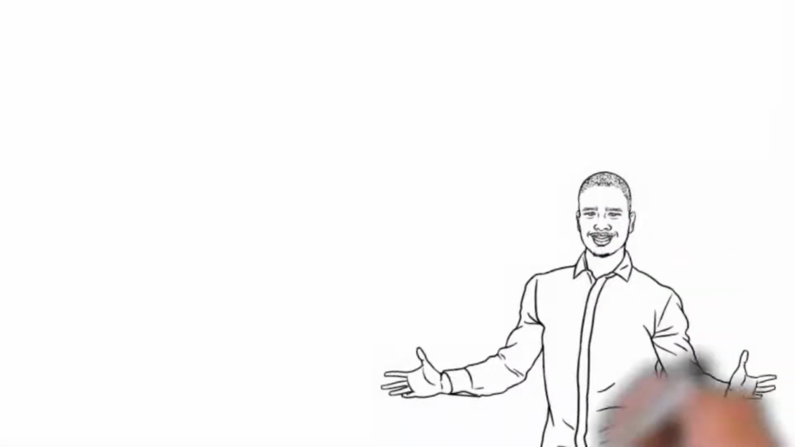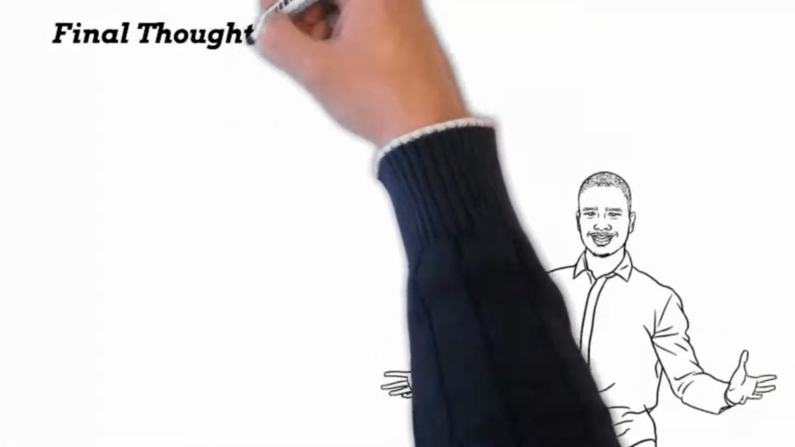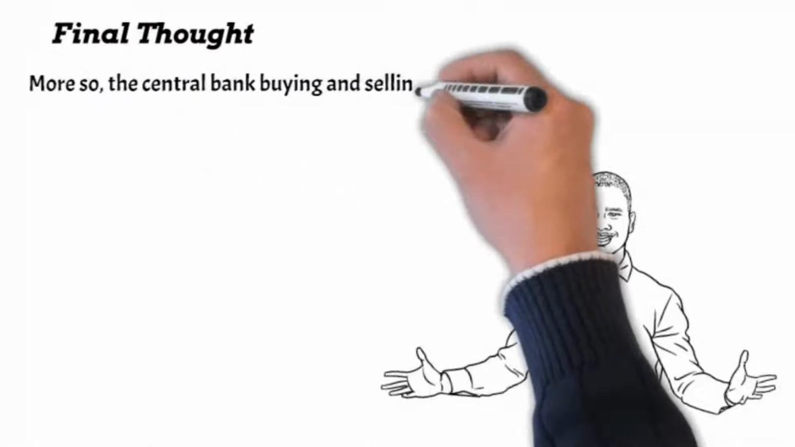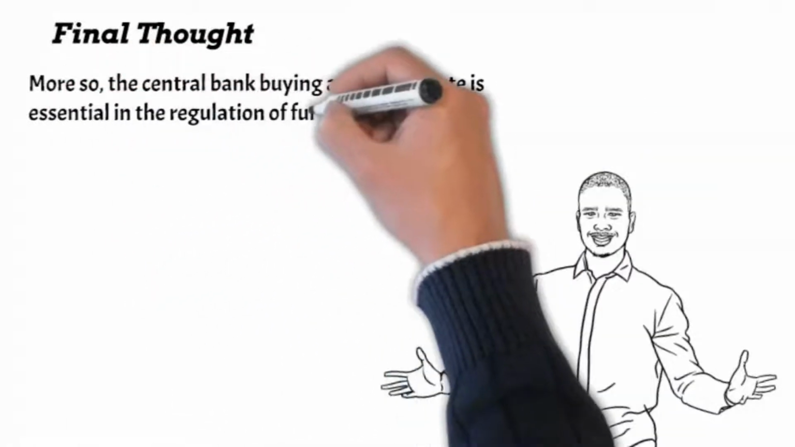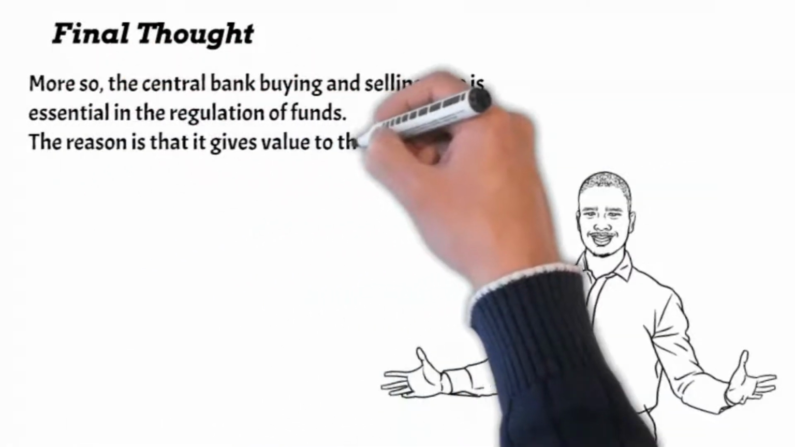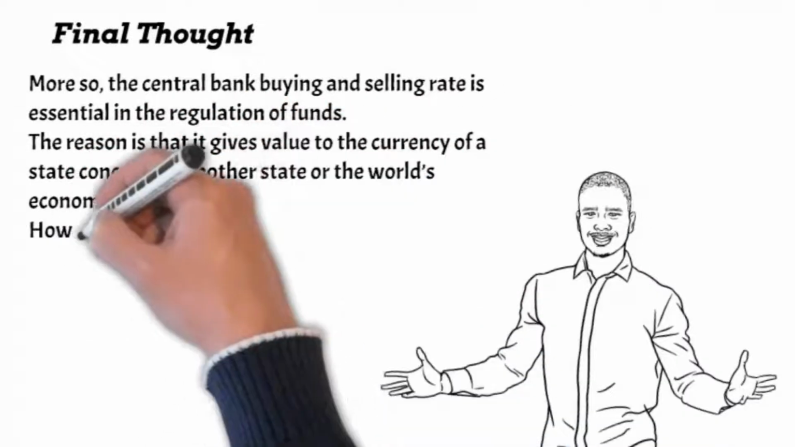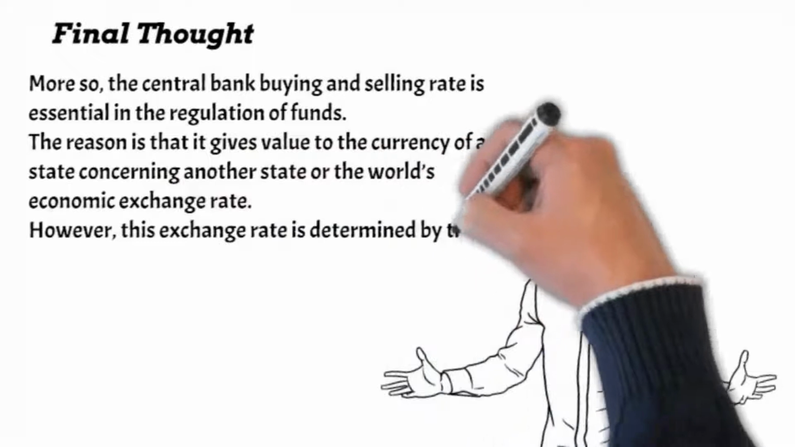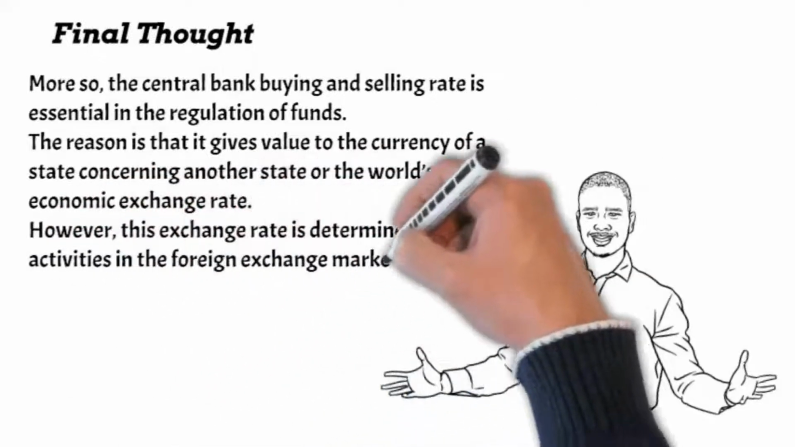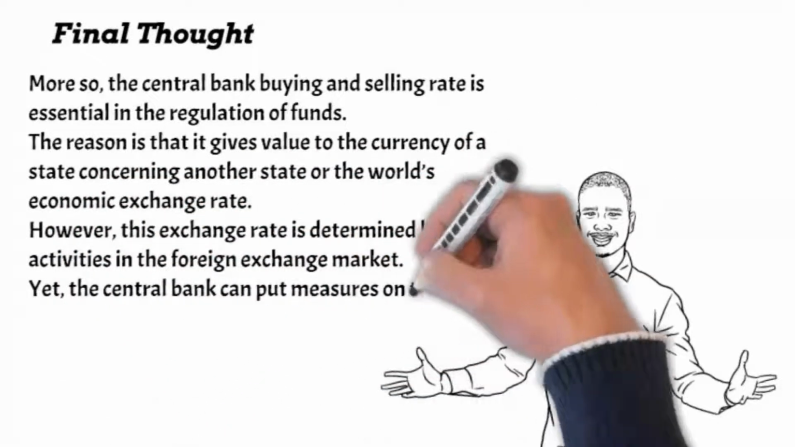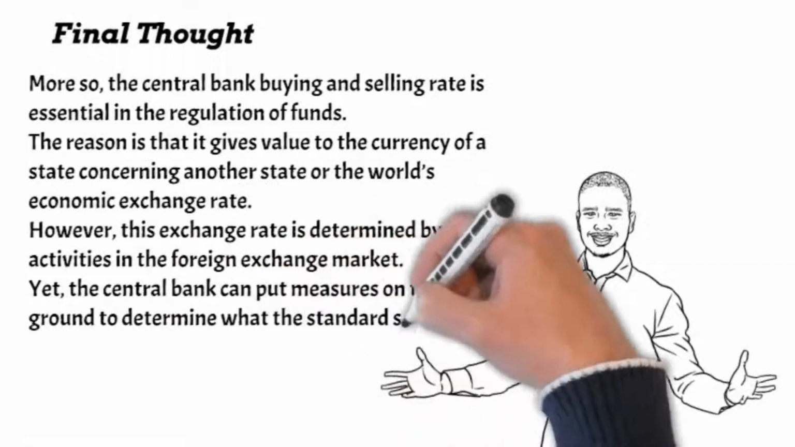Final thought. More so, the central bank buying and selling rate is essential in the regulation of funds. The reason is that it gives value to the currency of a state concerning another state or the world's economic exchange rate. However, this exchange rate is determined by the activities in the foreign exchange market. Yet, the central bank can put measures on the ground to determine what the standard should be.